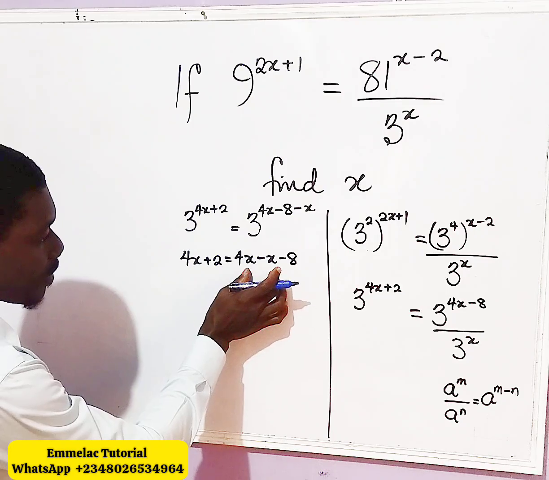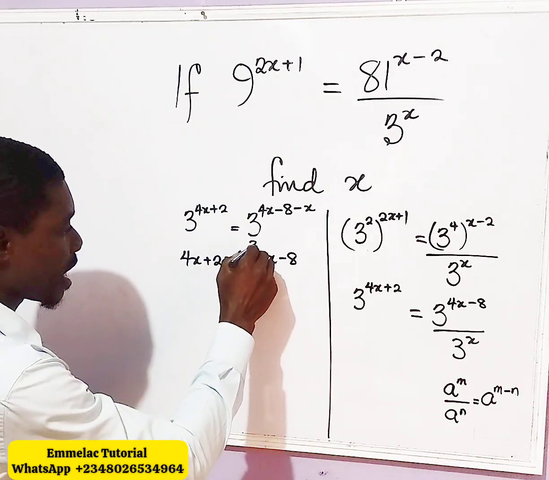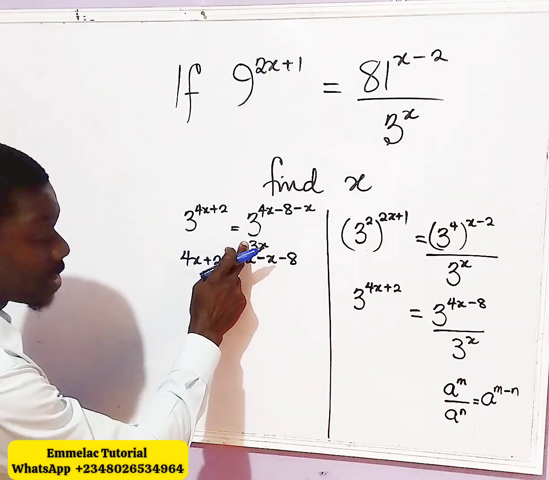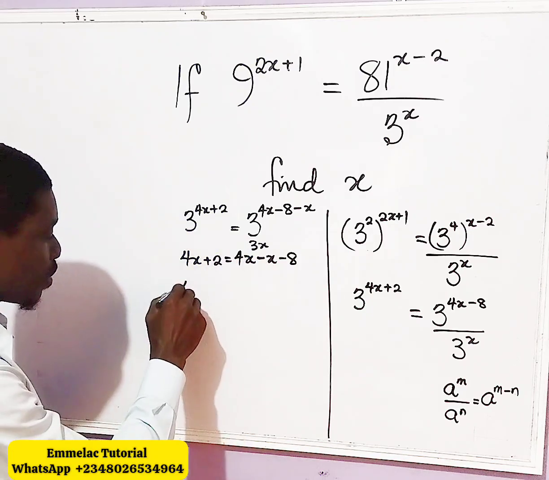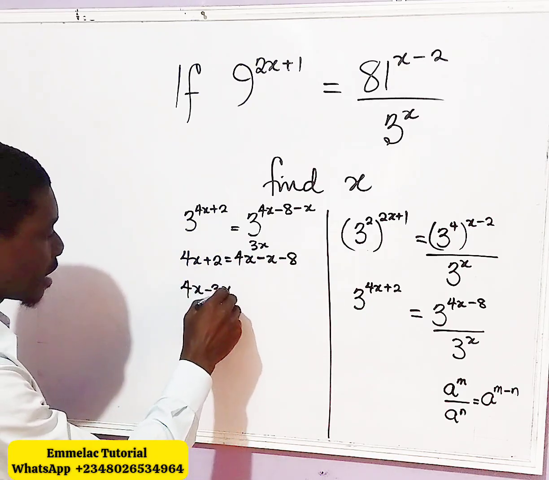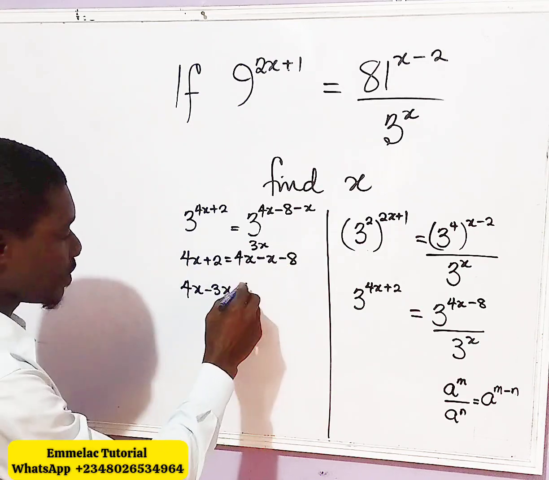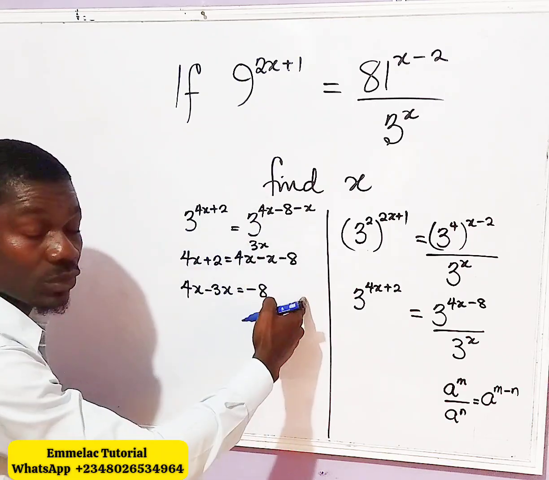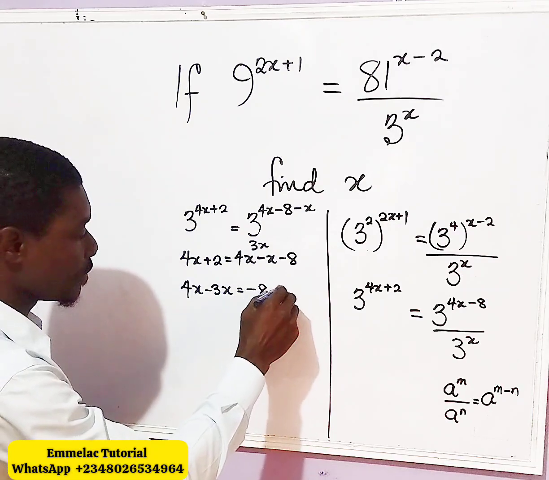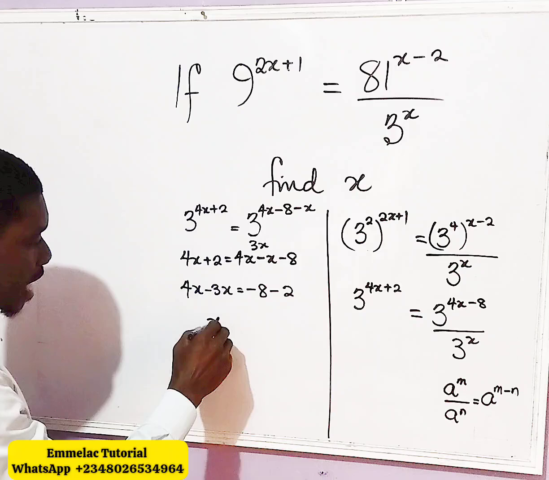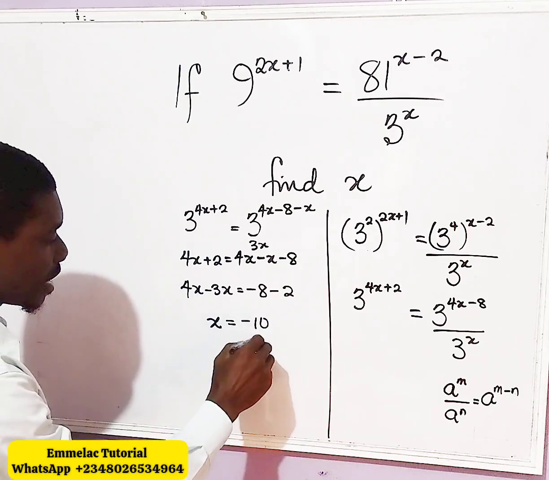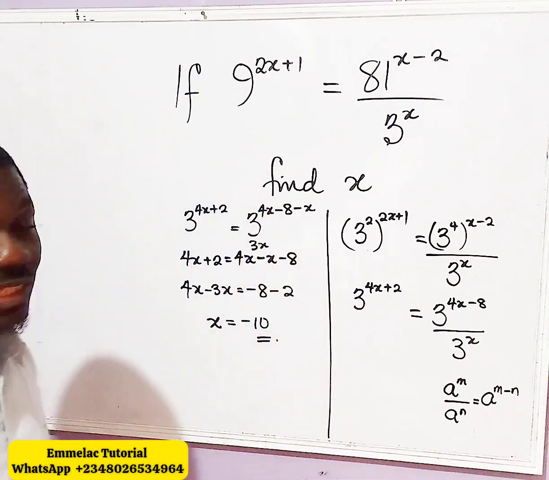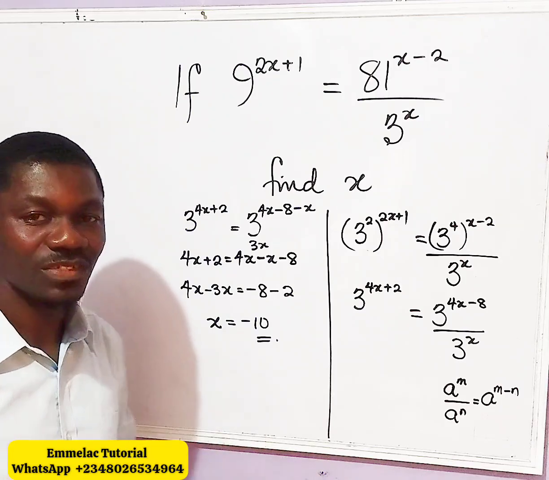In this case, 4x take away x will give us 3x. And if we take this 3x over to the left hand side, you have 4x take away 3x, then equals, here we are left with negative 8. Now bringing positive 2 to the right hand side, that will give us negative 2. Here we are, x then equals negative 10. Final answer: the value of x that satisfies this exponential equation is negative 10.